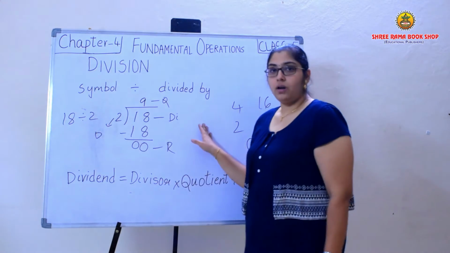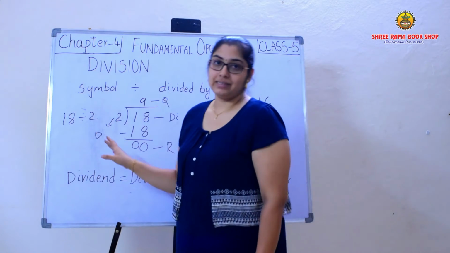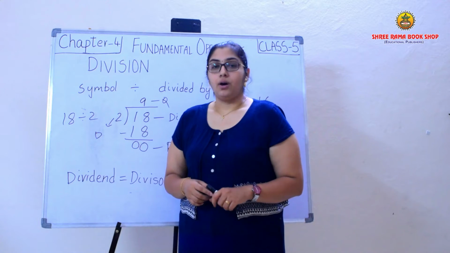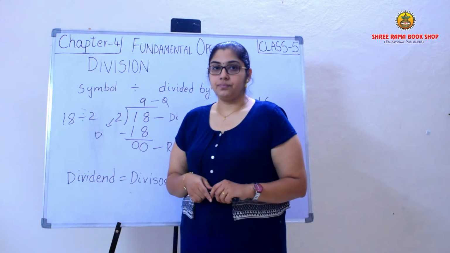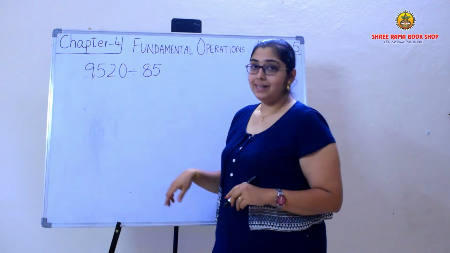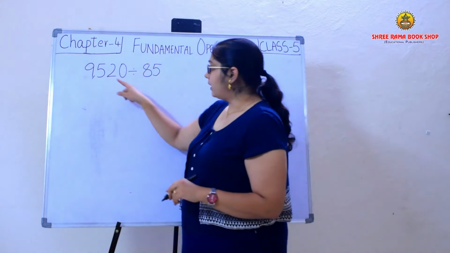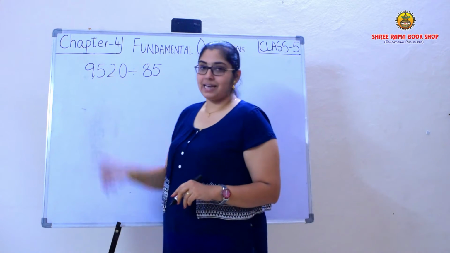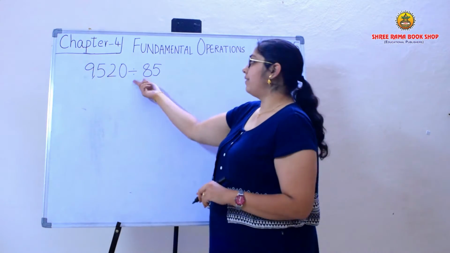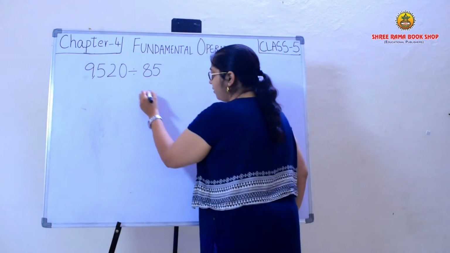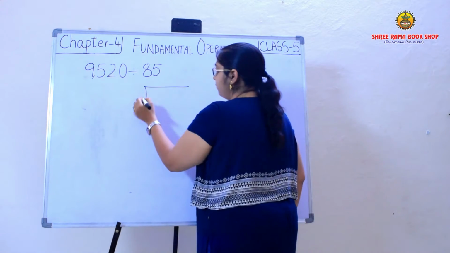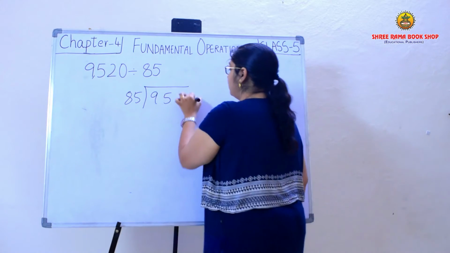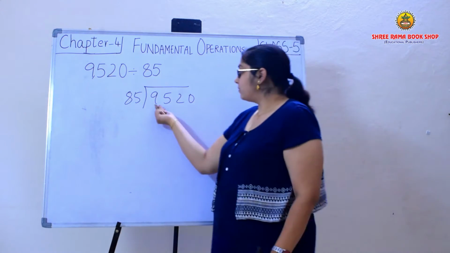Children, this is a short recall for division which you have learned from the previous chapters and the previous class also. Now we will do a normal example of division. Now children, I have an example on the board. We will do the long division. It is a 4-digit number which is divided by a 2-digit number. The 4-digit number is 9520 and it is divided by 85. So first I need to write it in the division form. So it is 85, it is 9520, right?